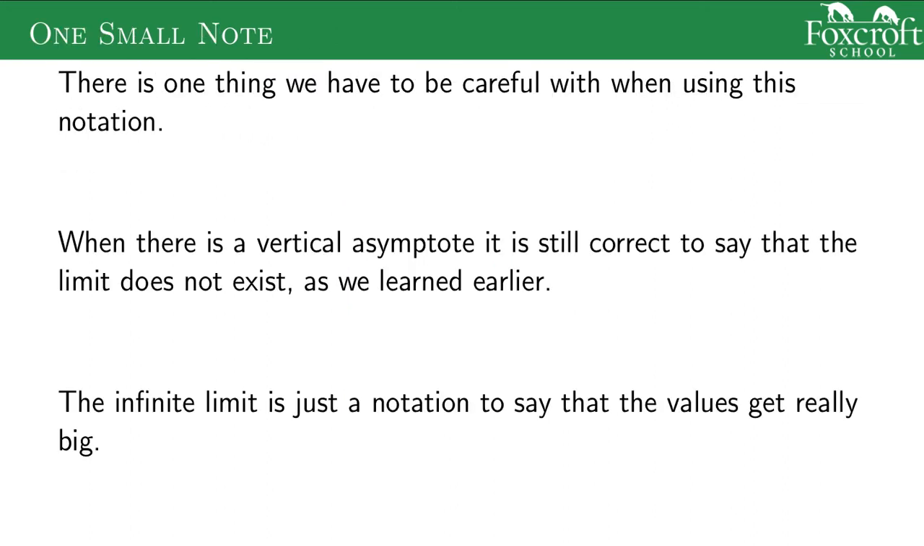There's one weird thing with this. Even though we wrote an equal sign, technically, as we learned in Unit 1, the limit is not going to exist when there's a vertical asymptote. So the limit doesn't exist, but there's some behavior we want to talk about. Saying it's equal to infinity is shorthand for saying the numbers are going to get bigger and bigger, but it's not equal to a number. Technically it doesn't exist, but we have a notation to describe what's happening.